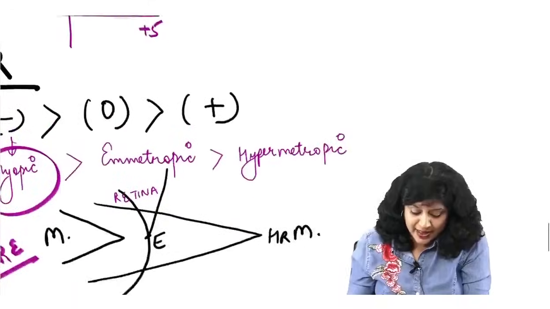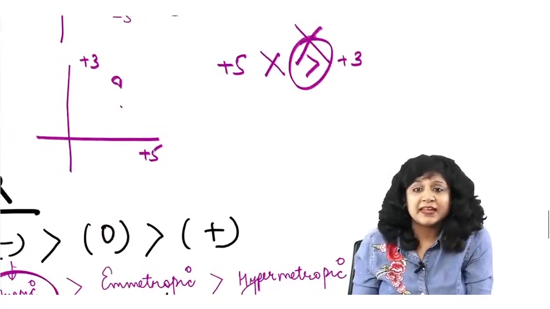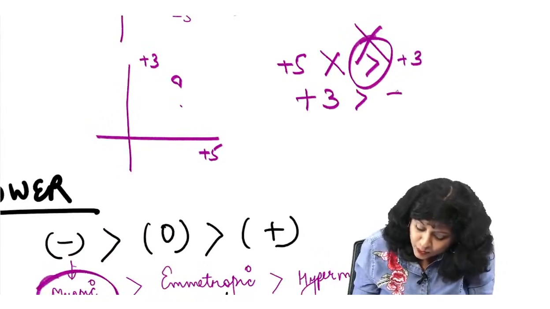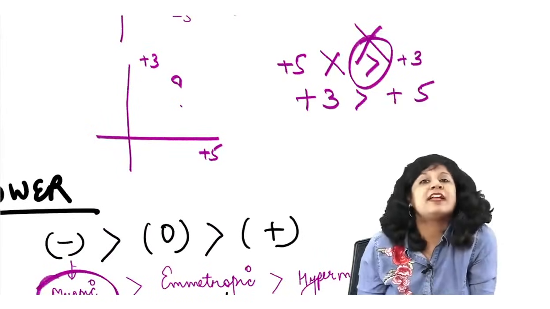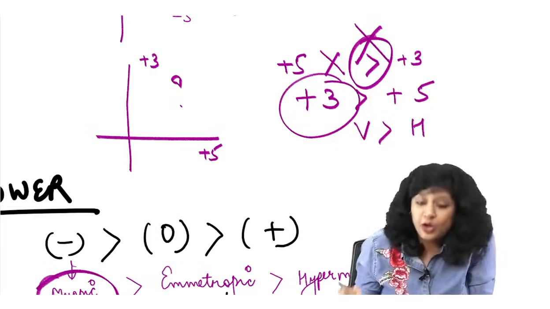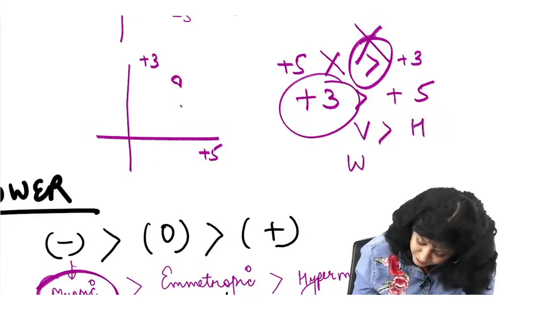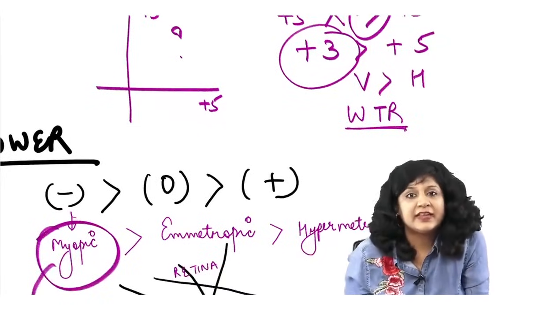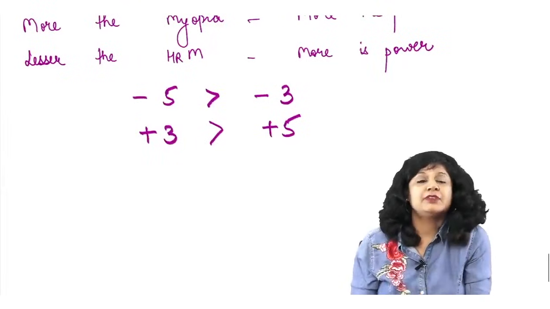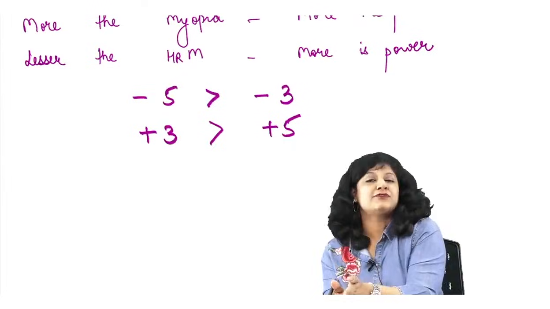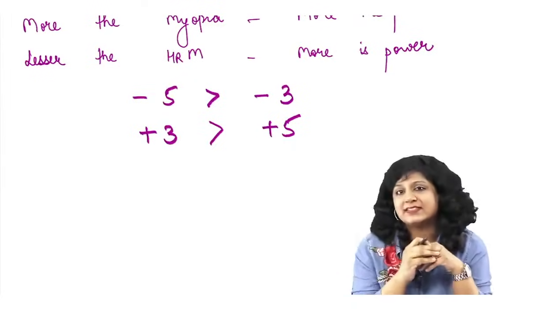So if you come back here, what is the answer here? Here the +3 power is more than the +5 power. So that means vertical is more than horizontal. So this is with the rule astigmatism. Are you very clear with this? So you have come to know what is with the rule and against the rule.